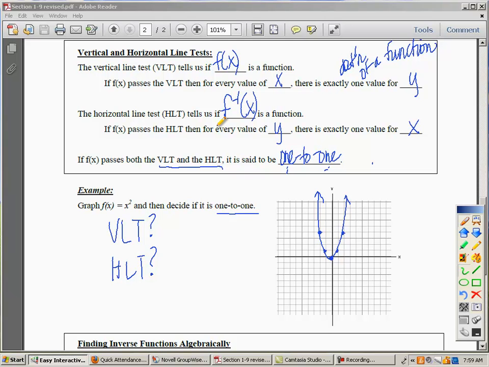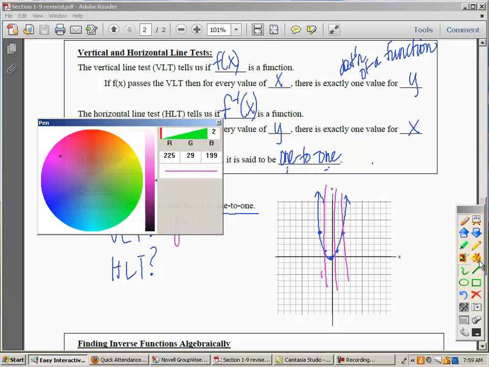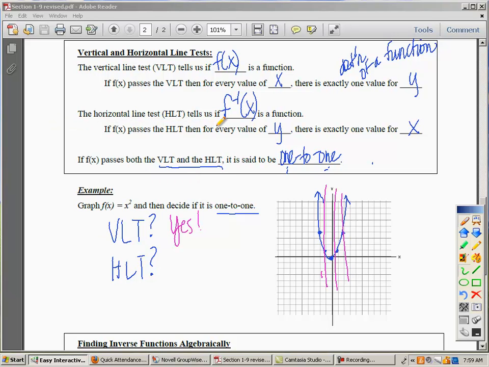Okay, so take a look. Does this pass the horizontal line test? Well, it's a parabola. The answer then is yes. Okay, and I'm sorry, I'm going to make this graph messy a minute. We want to know if it passes the HLT. So can I put in a horizontal line and have it only touch once? The answer is no, because you'll see here it touches twice. So this is not 1 to 1.